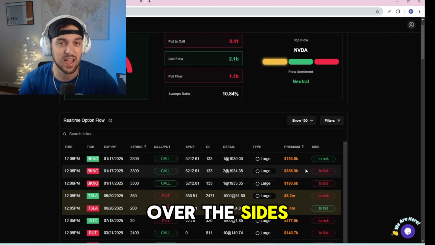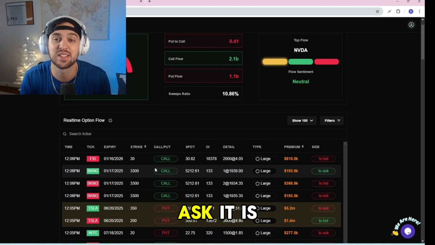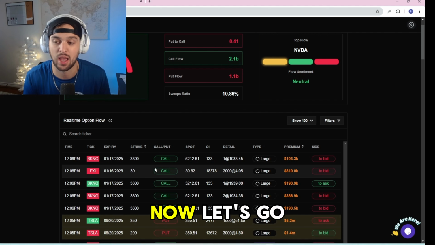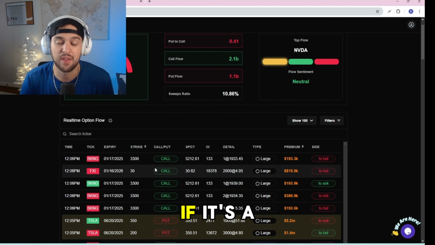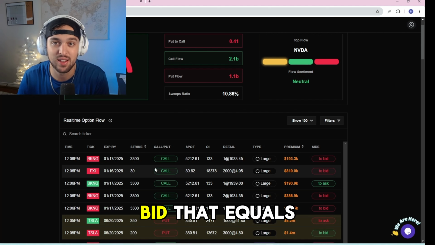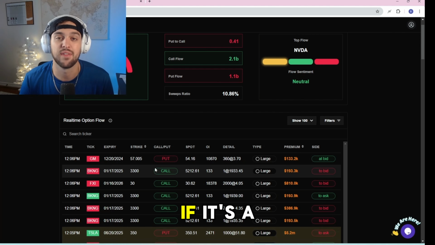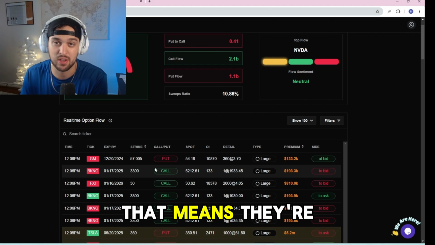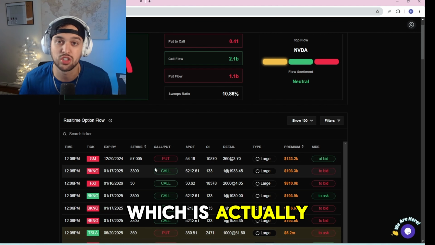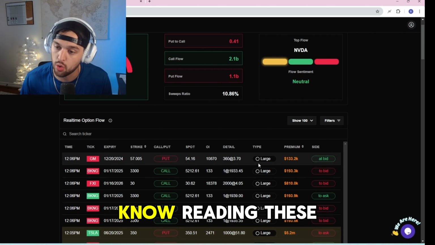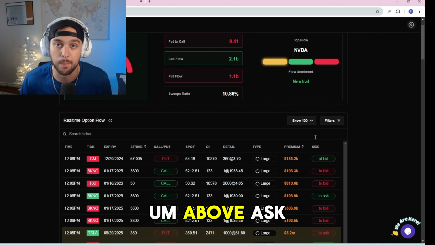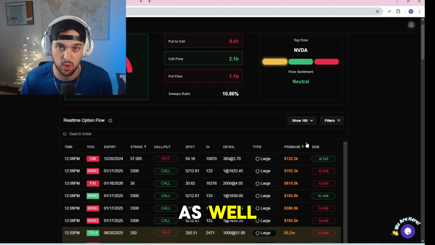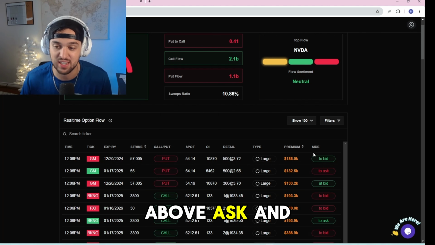So I'm going to go over the sides one more time. If it's a call to the ask, it is bullish. If it's a put to the ask, that is bearish. Now let's go over to the bids. If it's a call to the bid, that equals out to be bearish. If it's a put to the bid, that equals out to bullish. That means they're selling those puts, which is actually bullish. That's all you really need to know reading these sides. Above ask is very aggressive. Below bid is, I guess you can say, aggressive as well. But I like to look at above ask and ask trades.